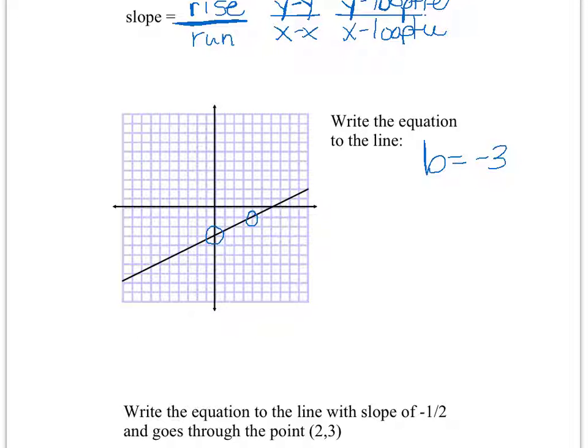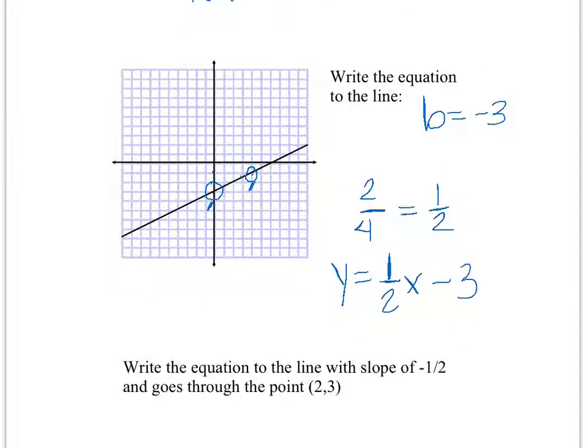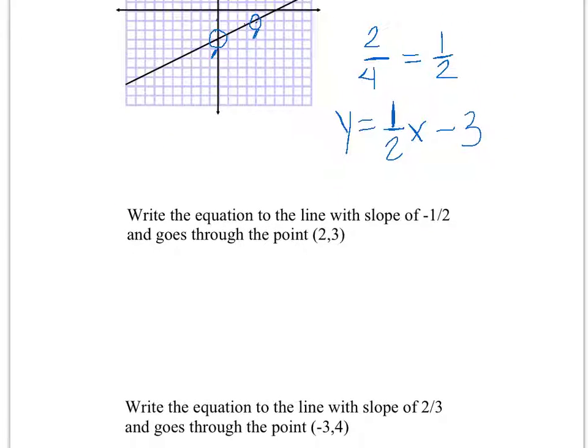I can count my slope now. I'm looking at rise over run. So if I follow from this one to this one, I go up 2, and I go over 1, 2, 3, 4, which could be reduced to 1/2, and you should reduce if you can. So the equation for this is y equals 1/2 x minus 3. That is the equation of that line. It's about as easy as I can make it for you. Of course, we're going to have stuff a little bit more difficult than that.